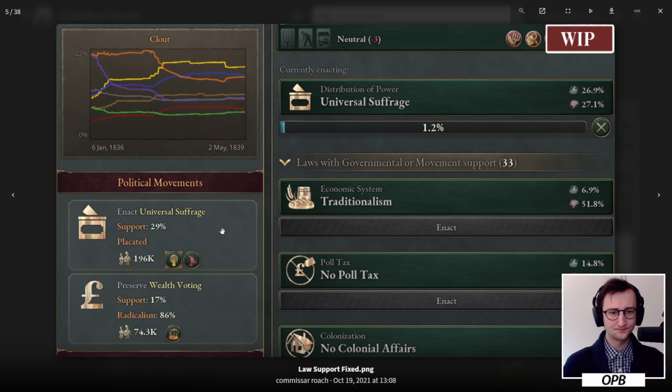What you can see right here is that we have various topics currently enacting. We are currently enacting universal suffrage, which seems to be a hot topic. It will take some time to implement that. There are also laws that either have governmental or movement support. So the movements are right here. Universal suffrage is one of the ones that have popular support. And they also have labor union and intellectual support, which is why we have the chance to actually pass it here. Then we have wealth voting, which currently is not being passed.